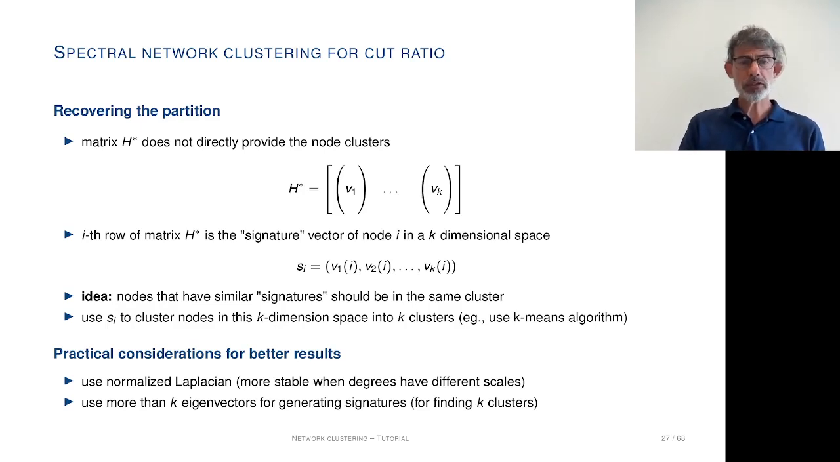Good. So practical considerations for better results. I can use a normalized Laplacian as opposed to just a Laplacian. This provides more stable results when the degrees have different scales. And I can also use more than k eigenvectors for generating the signatures, including when I want to find k clusters. This often also gives more stable results.